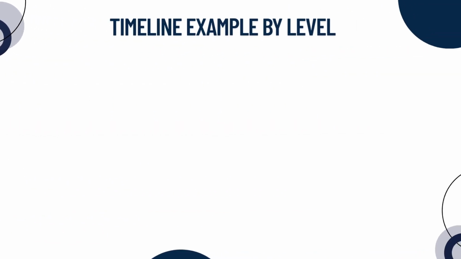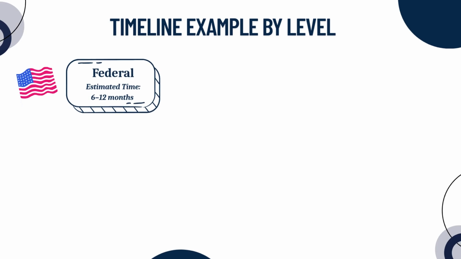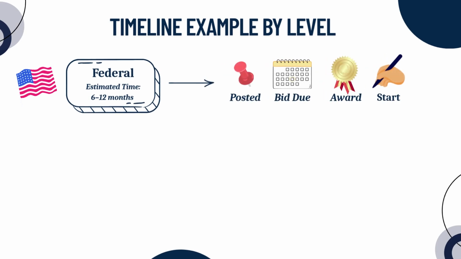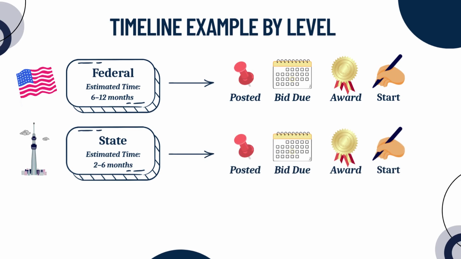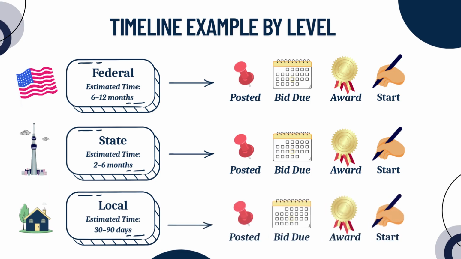Every agency operates on its own schedule. Federal procurements can take months or even a year. State-level processes may move more quickly, but still follow formal timelines. Local governments often act faster, but still require public notice and compliance steps. Knowing the typical timeline by level helps you plan your pipeline, prioritize resources, and respond appropriately.